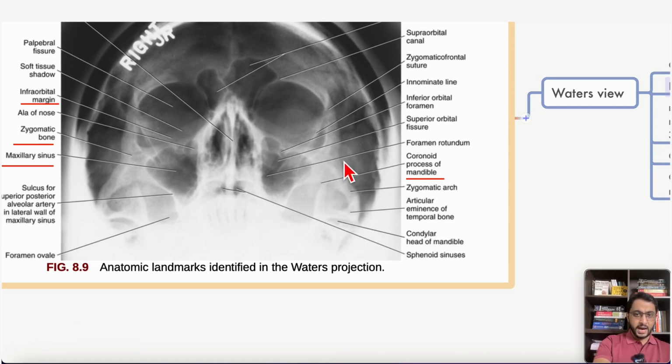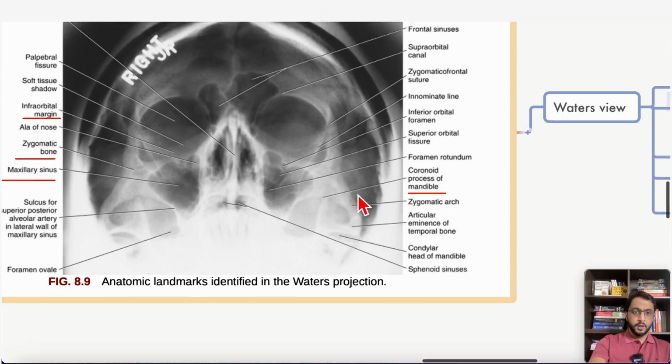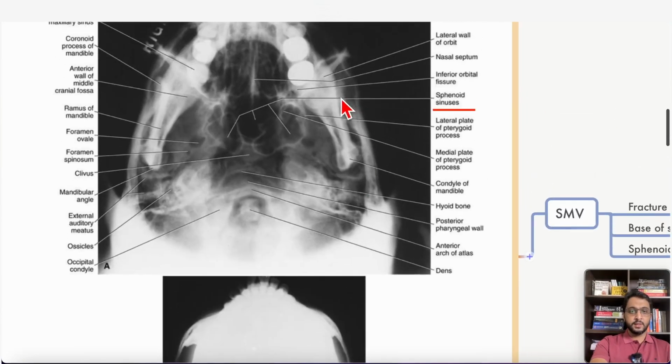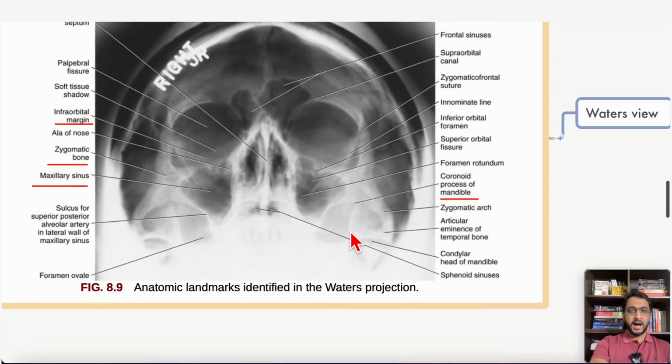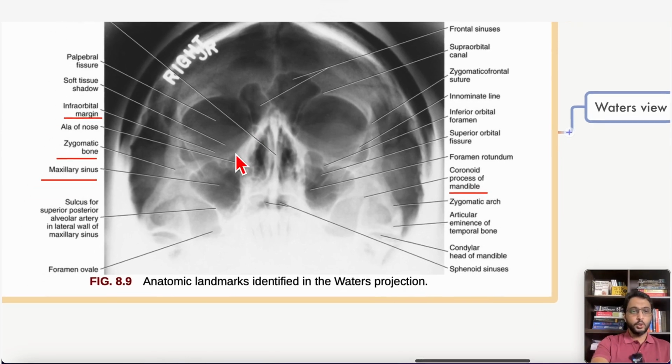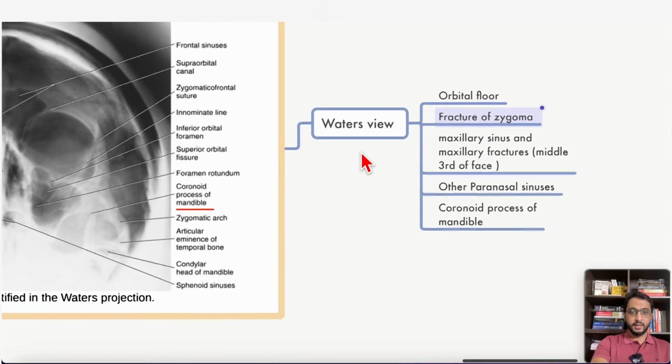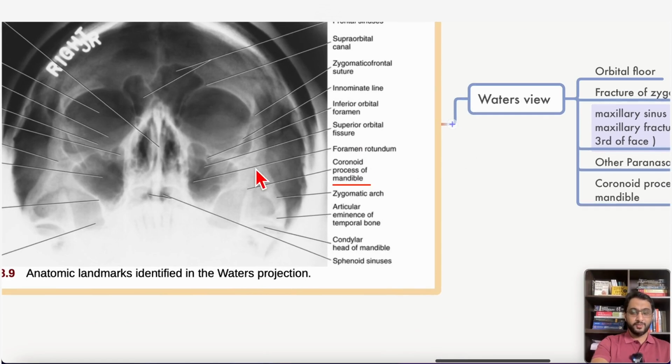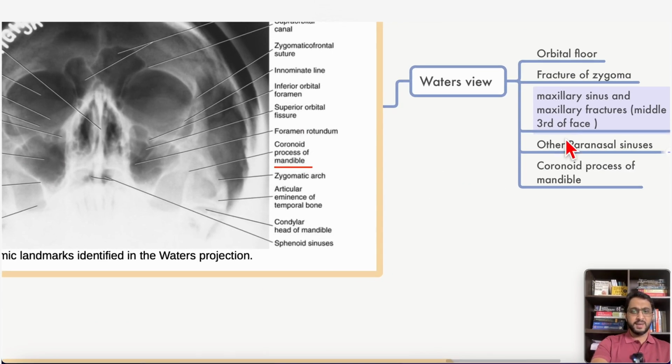This is the zygomatic arch. Here, though you can see the zygomatic arch in the Waters view, it is more visualized in the submental vertex view. So what is the zygomatic arch, and what is the zygoma? The zygoma is this anterior region. The arch goes back, and now even your temporal bone part also joins it. So you can see the zygomatic bone very clearly there. Then the maxillary sinus: no doubt the Waters view is majorly for visualizing your maxillary sinus so beautifully. See this, as well as maxillary fractures.